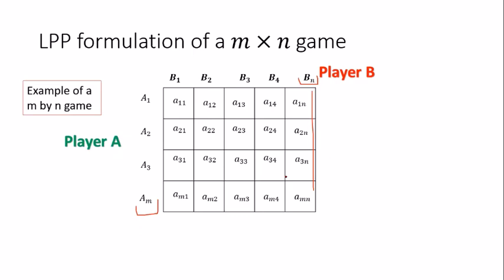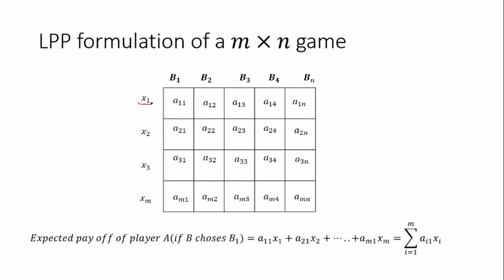Just remember how we dealt with this situation in the previous lecture, when we were given the probabilities for these strategies of player A, x1, x2, x3 up to xm. So these are the probabilities. Now we know that when we know the probabilities, we can find the expected payoffs. You remember how we were finding the payoffs for player A: if B chooses strategy B1, what is the expected payoff of player A?